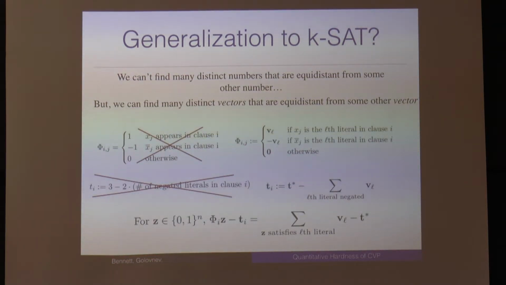And if we stare at this, we see that the ith coordinate here, which is now a vector, for an assignment in 0, 1 to the n, is going to be the sum over the satisfied literals of the vector corresponding to that literal minus t star. So again, this requires a small amount of staring, but it's true. Maybe it's actually easier to see than in the other case. So let's just ask what we need these VLs to satisfy to make this a good reduction.